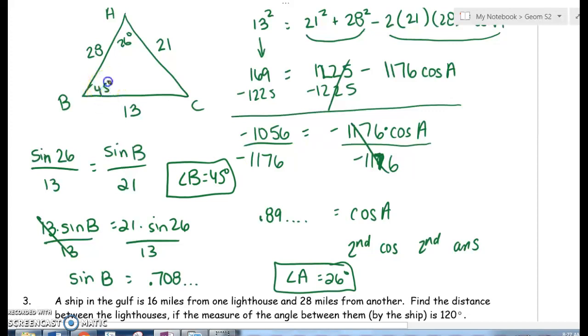So there's 45. And then you can find angle C by subtracting from 180. So 180 minus 45 minus 26, you'll get angle C is 109. All right, so then you have your last angle, 109. All right, so that's kind of how that works. We still have one more problem to go.